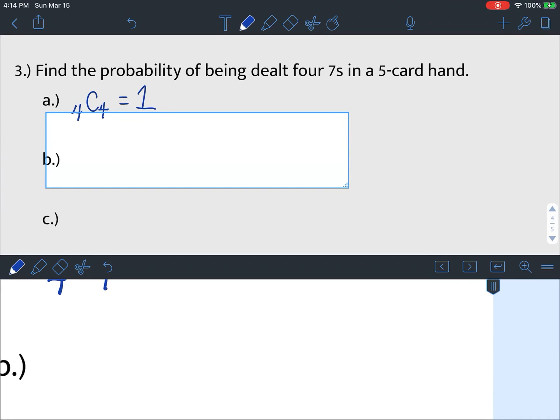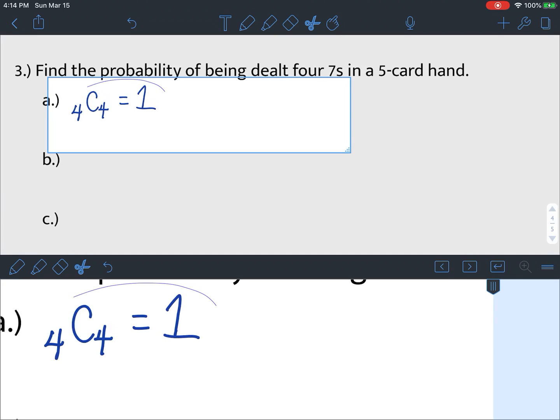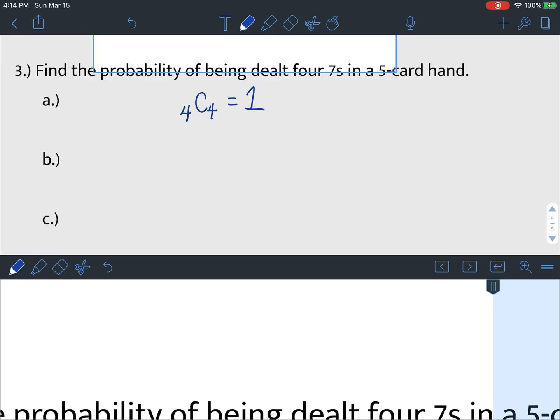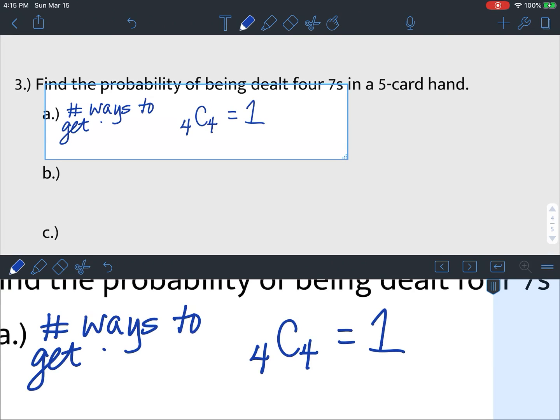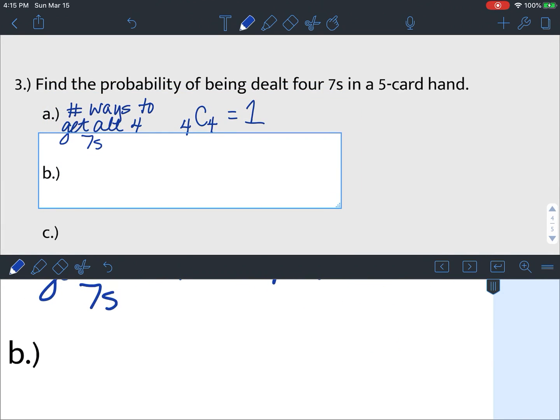Okay. Part B, what's the way you can get the other card? Oh, hang on. Let's write down. We're not writing down enough of what we're doing here. So this is the number of ways to get all 4 7s. Is it 7s? Yeah, 7s.